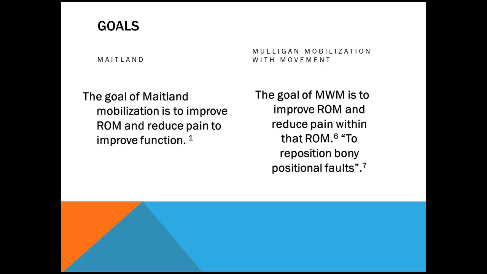The goal of mobilization with movement is to improve range of motion and then reduce pain within that range of motion. And also to reposition bony faults, which I don't have written down here, but Maitland is to improve arthrokinematics and osteokinematics as well, which is movement of the joint surfaces is arthrokinematics, and then the movement of the bone surfaces is osteokinematics. The big difference really being that the Maitland is generally reducing pain in the joint, and mobilization with movement is reducing pain through a range of motion.